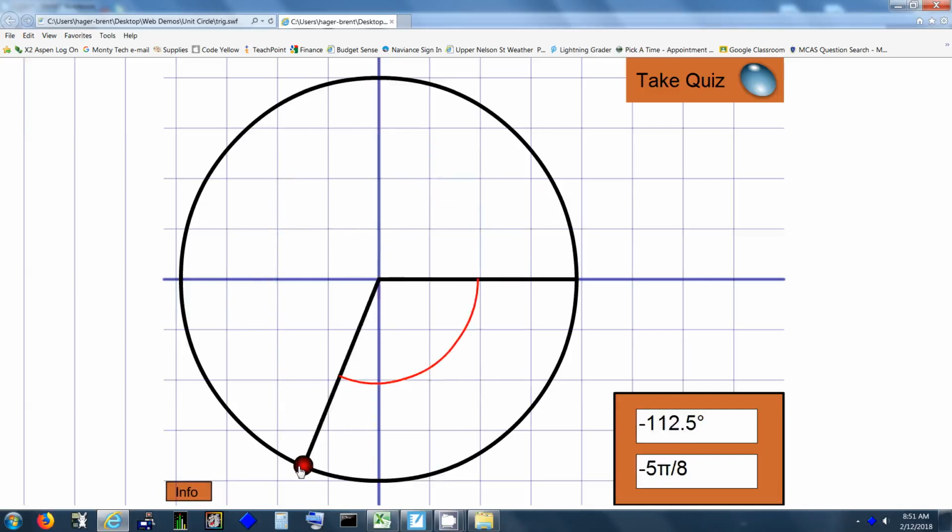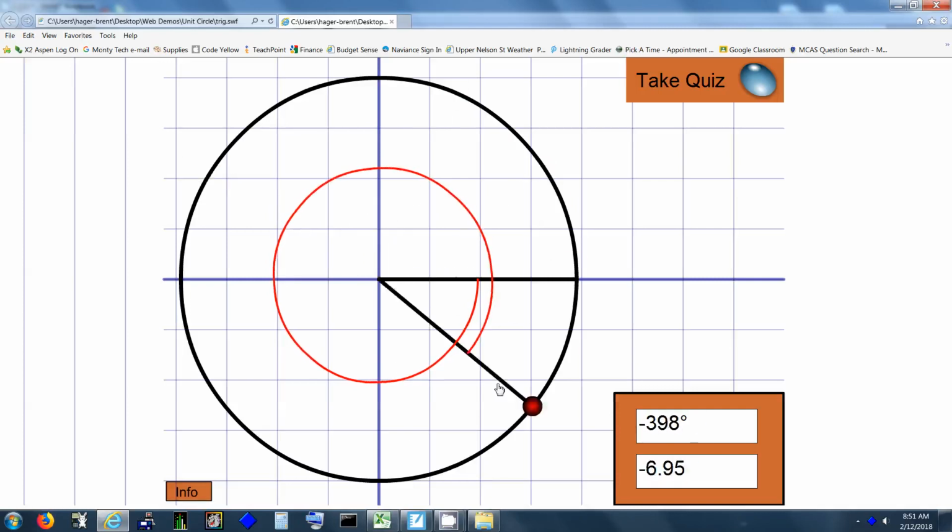Now, same idea if we go the other way. If we go in the clockwise direction, now we're generating negative angles. The top number is degrees. What's that bottom number? That's radians. Okay, we talked about converting between the two last week.